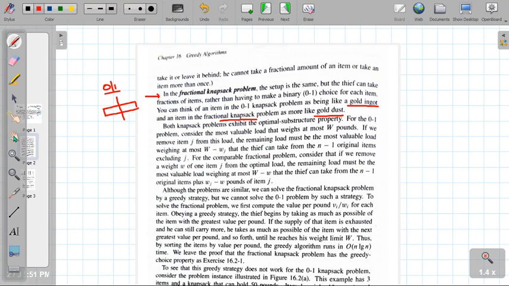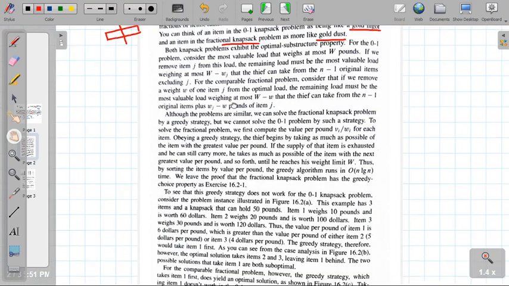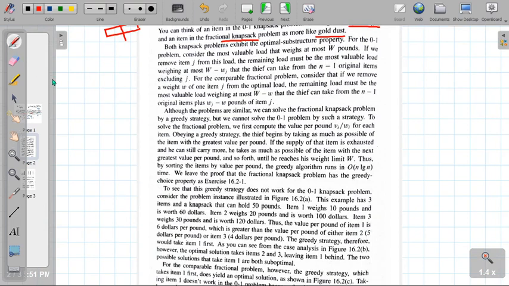So to solve the fractional knapsack problem, the algorithm is: we first compute the value per pound, the Vi by Wi ratio. With this Vi by Wi ratio, we have to sort the items.